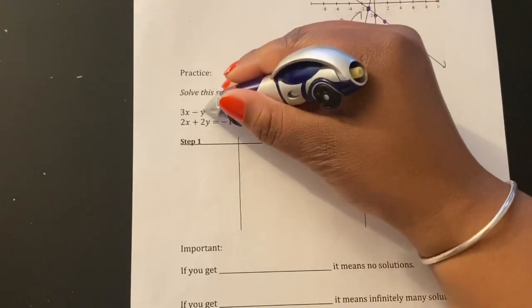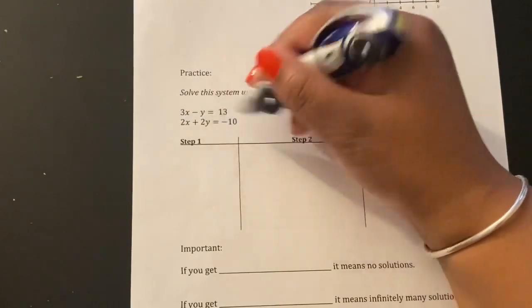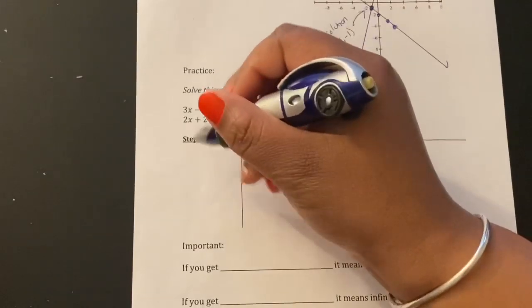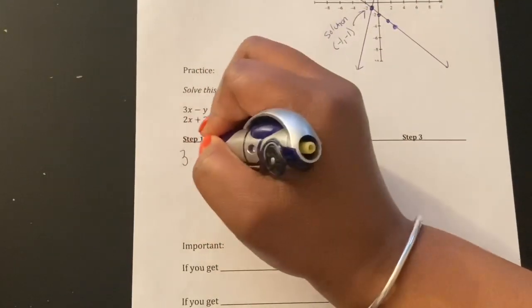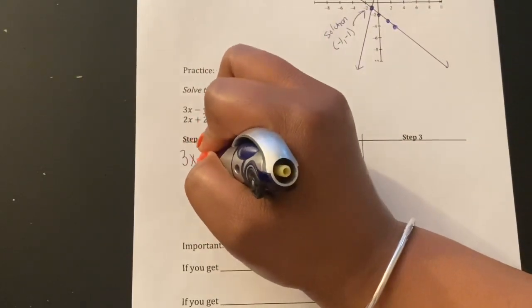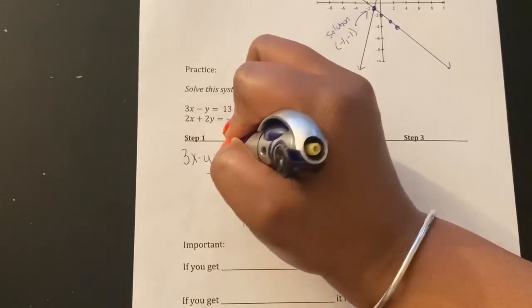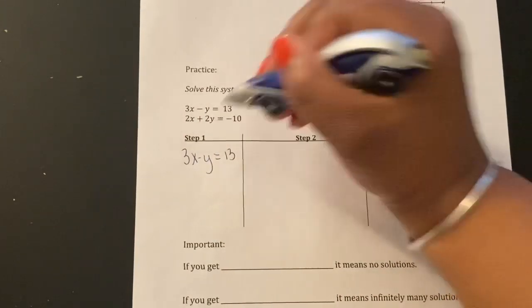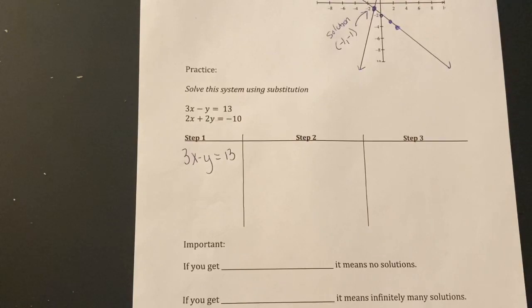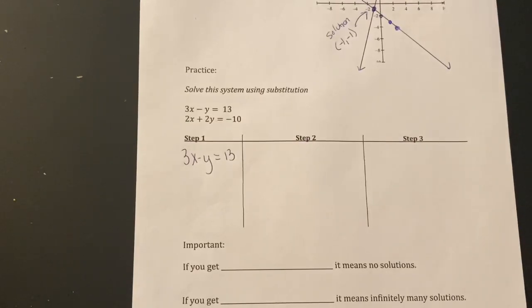Actually, I'm going to solve the first one. This will be easier to solve for y. Okay, so I have 3x, so choose one, 3x minus y equals 13. By the way, you could have chosen the second one. Whichever one looks easier for you to solve for y, that's the one you should choose.